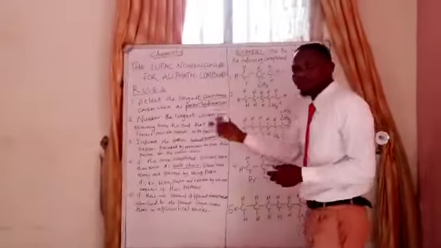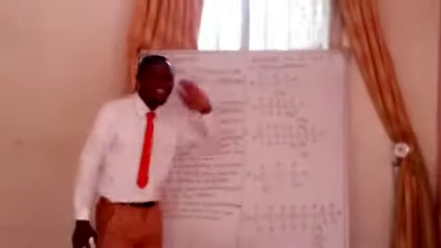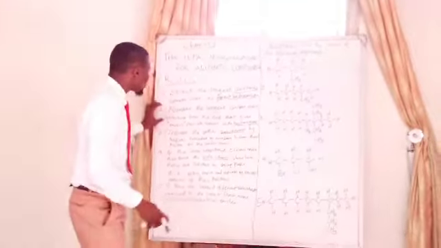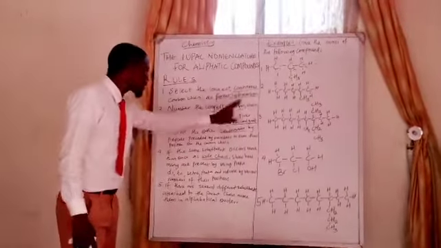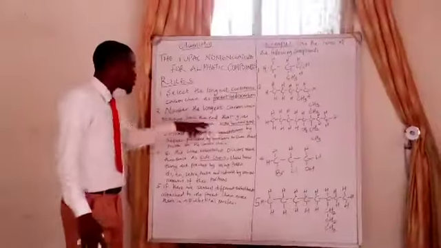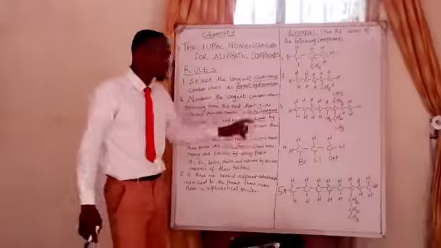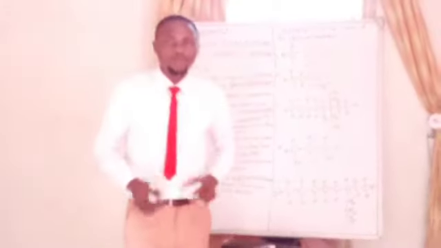Alright. Number 2. As far as the rules are concerned, immediately you've selected the longest continuous carbon chain, the number 2 is to number the longest carbon chain, starting from the end that gives the lowest possible number to the functional group. Here we have a keyword, functional group.